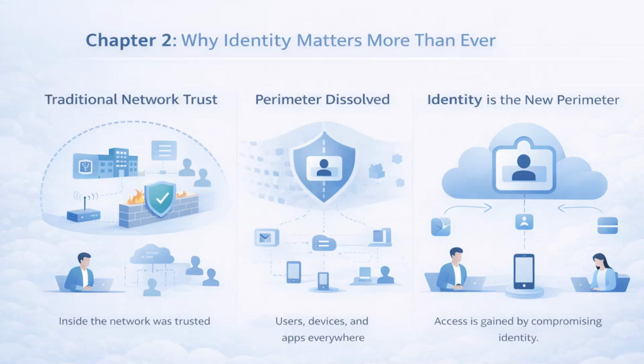This shift changes how security must be designed. Instead of trusting users based on where they connect from, modern security continuously verifies who is requesting access, what they are trying to access, and under what conditions access should be allowed. Microsoft Entra ID is designed to support this identity-first, zero-trust approach. It enables consistent access controls, real-time risk evaluation, and security policies based on identity and context, not network location. In a world where boundaries are fluid and threats are persistent, securing identity is no longer optional.